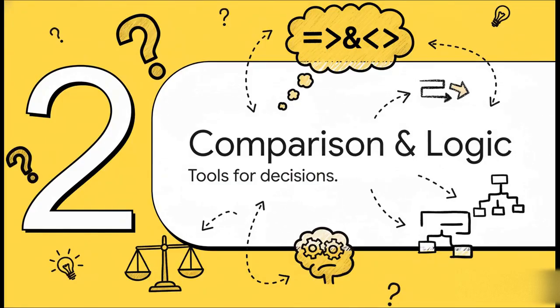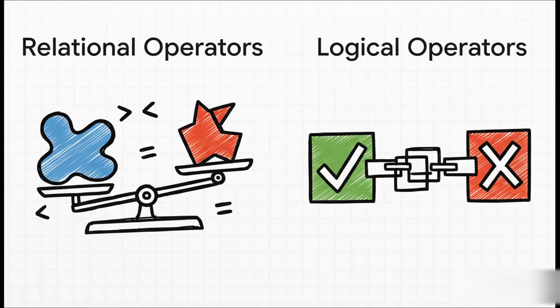All right, we figured out how to do math and how to store data. Now it's time to give our programs a brain. This next set of tools is all about comparison and logic. These are what allow our code to start making decisions and reacting to different situations. And again, we've got two main tool sets here.